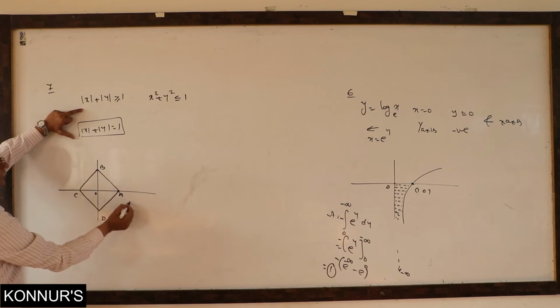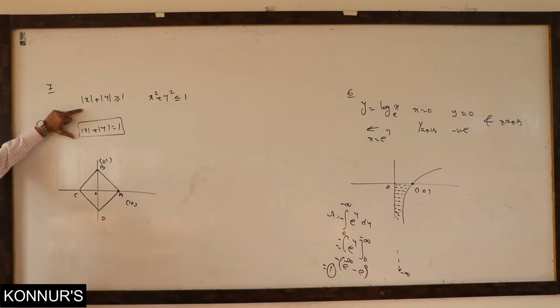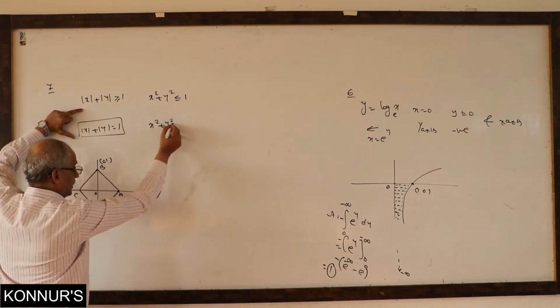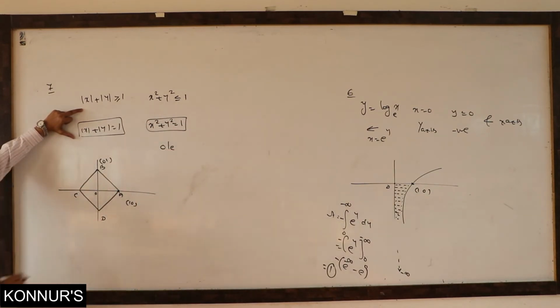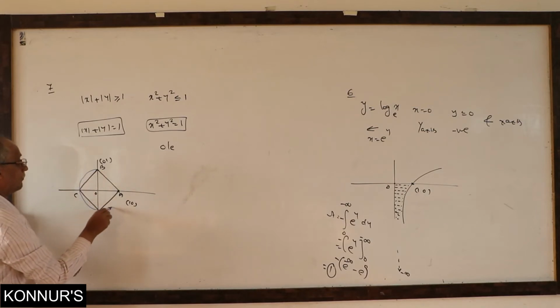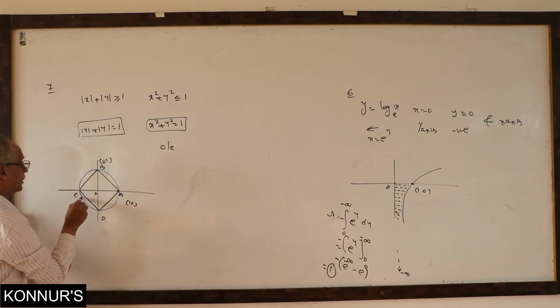This is 1 unit everywhere. And if you consider the equation x square plus y square equals 1, it represents a circle, and the radius is also 1 unit. Then where is that circle here? This is our circle. See, this is the circle.